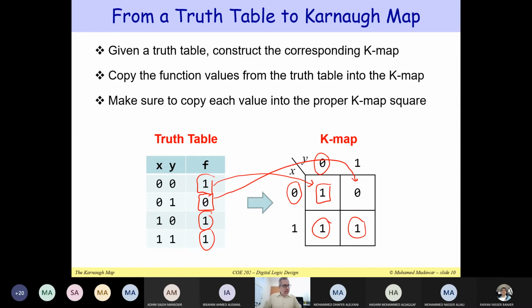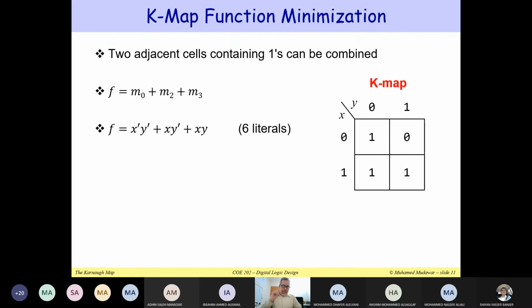Fine. So once you have copied these, we need to minimize. So we have the Karnaugh map, and these are my minterms. You can see this is minterm 0 here. This is x, y equal to 0, 0. That's actually the square. This is minterm 0. This is x, y equal to 1, 0. That must be minterm 2. And this is minterm 3.